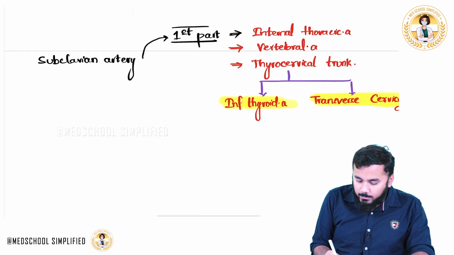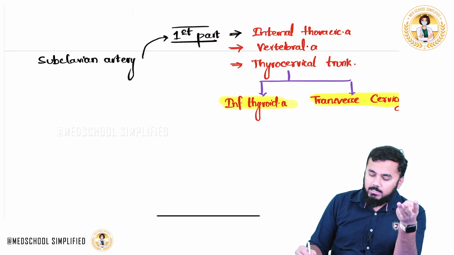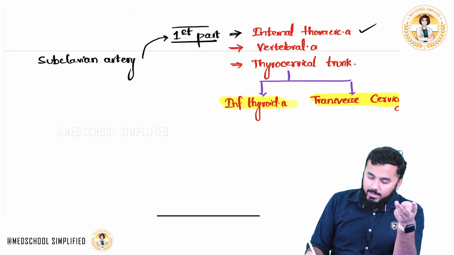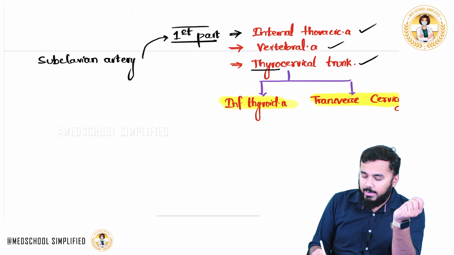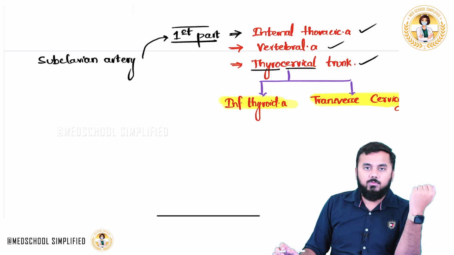Next important thing is that let us discuss the second part. So we are done with the first part. The first part has got three branches. One is internal thoracic, another one is vertebral artery, next is thyrocervical trunk. Thyrocervical trunk means thyroid and cervical: inferior thyroid and transverse cervical.